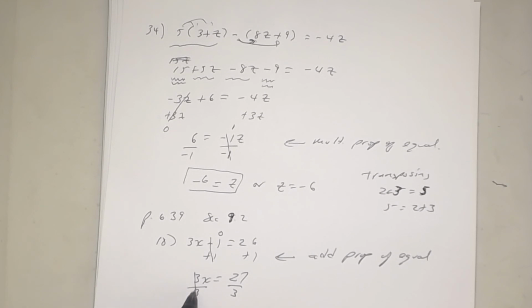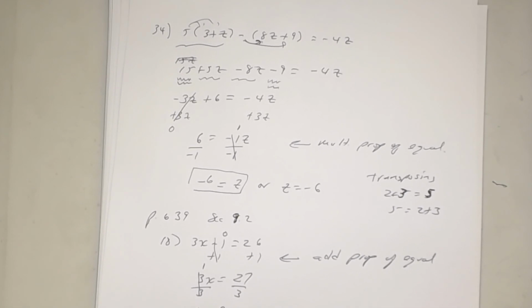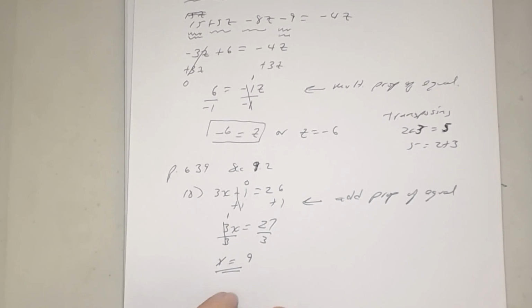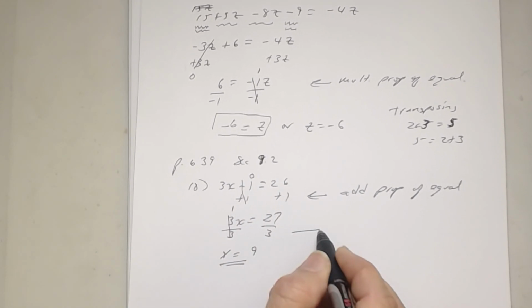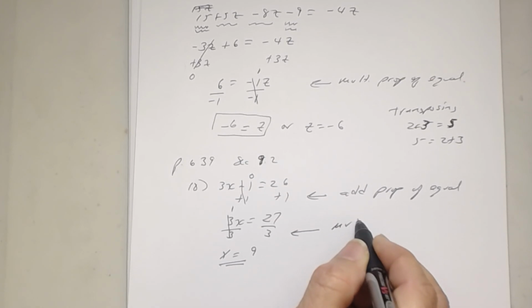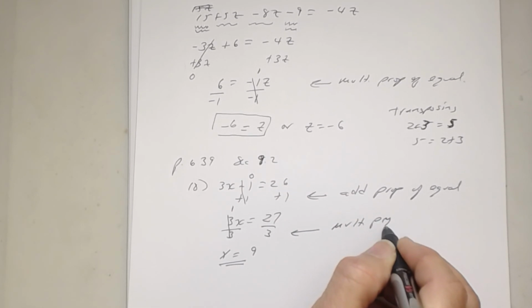3 divided by 3 is 1. So that's x equals 9. So that's your solution. Okay, so this part here was the multiplication property of equality. Always do the multiplication property of equality last.